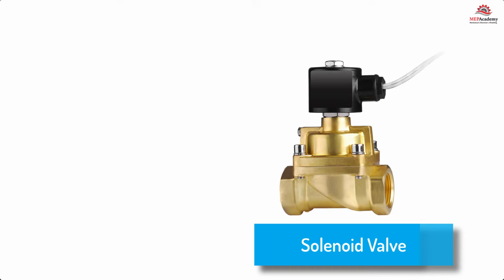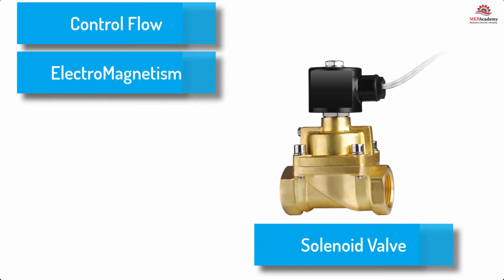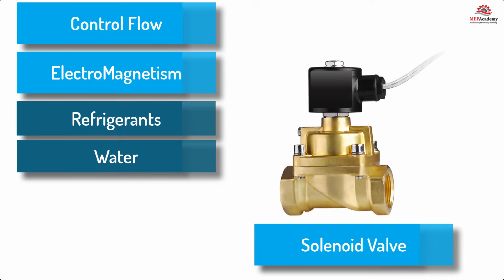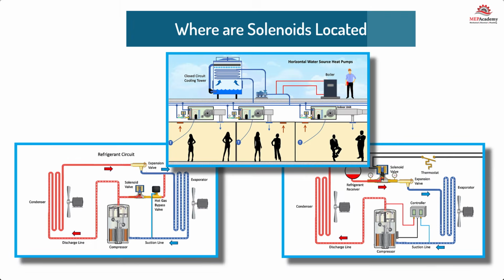The main purpose of a solenoid valve is to automatically control the flow of fluids and gases. Solenoid valves use electromagnetism to electrically control the opening and closing of valves. They serve an important function in the automatic control of refrigerants, water, natural gas, and other liquids in the HVAC industry. Where are solenoid valves located?